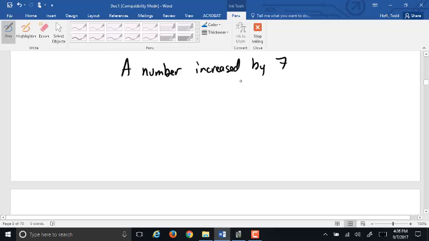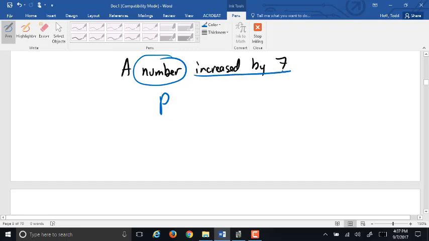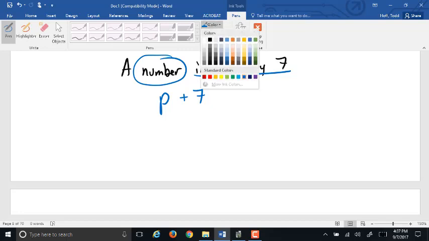To express that in symbols, we first have to represent the number. That number is going to be represented with a variable. That can be any letter. Most of us are used to it being either an X or an N in this case. Whatever letter you want to use is fine. So we could use P if we want to. How do we express increased by 7? Plus 7, right? So P plus 7 could be X plus 7, Y plus 7, N plus 7, whatever letter we wanted to use for that variable.